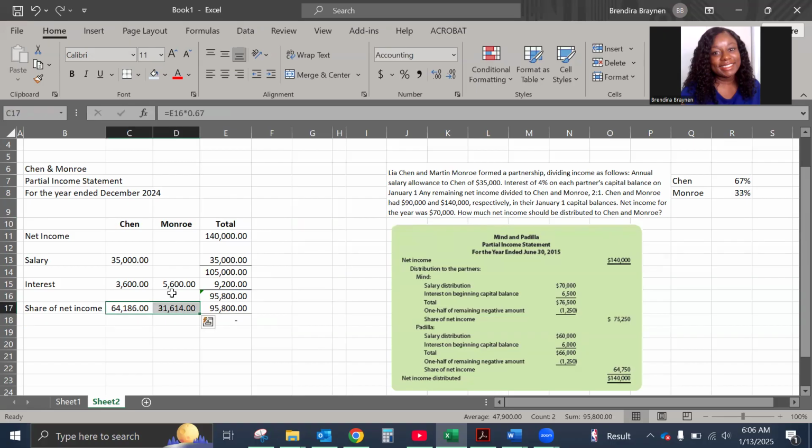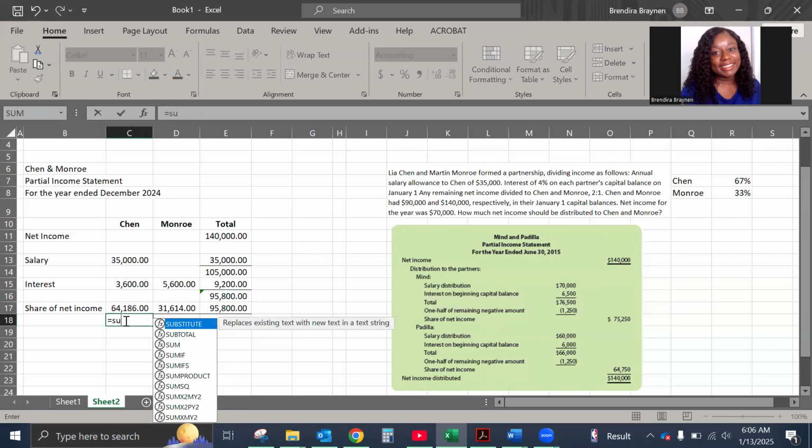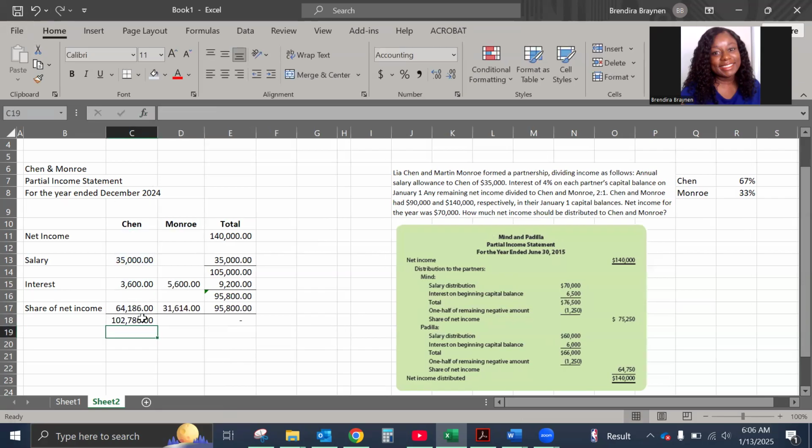To find out how much goes to Chen, I simply add all the numbers in the Chen column, and then I add all of the numbers in the Monroe column. Once I add them up, Chen gets 102,786. Monroe gets 37,214. When I add them up, the sum of them should come back to the original net income amount that I had. And so that lets you know that your calculation is actually correct.